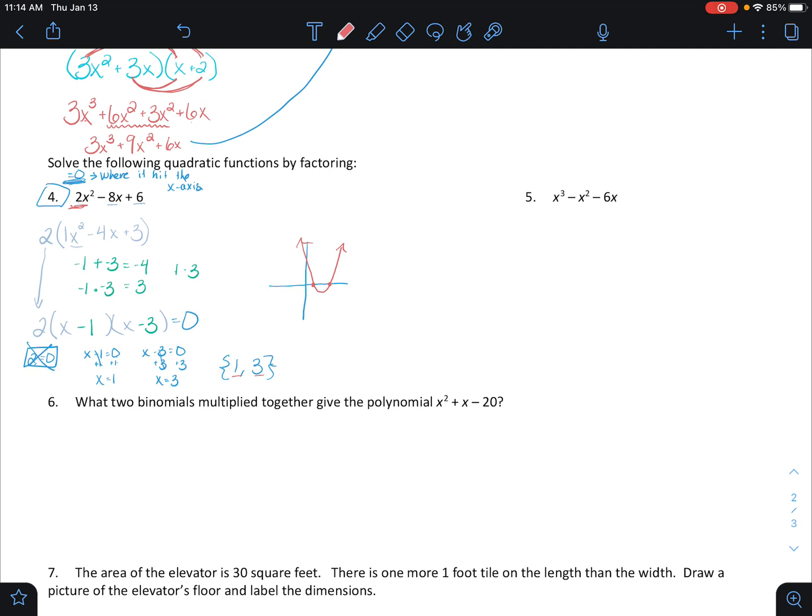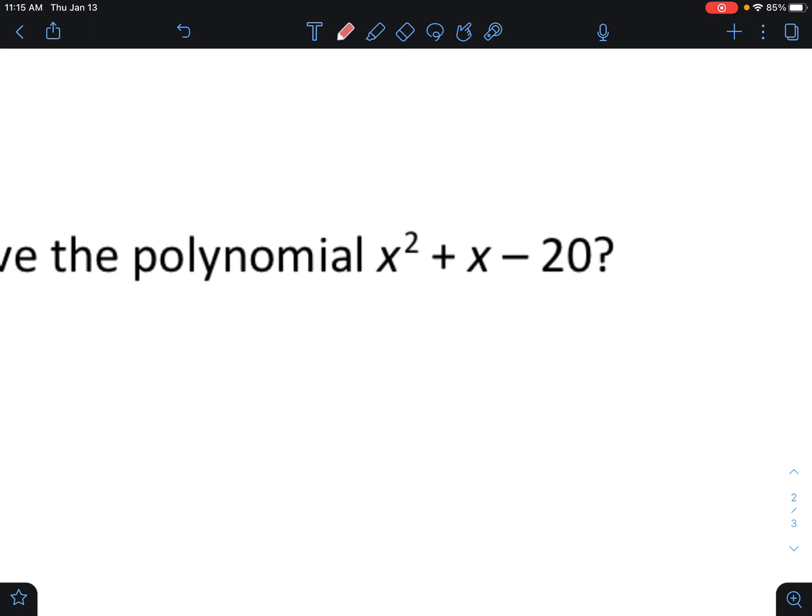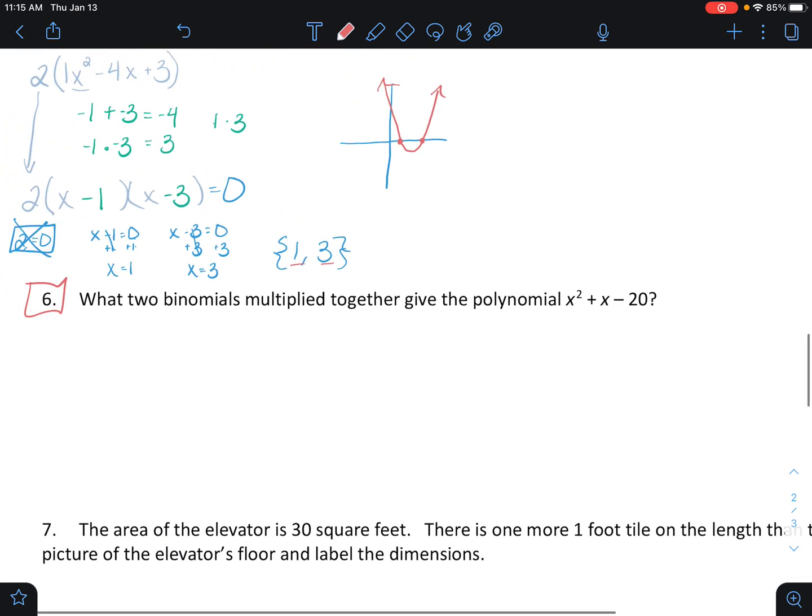Let's move on to number 6. We'll do more of these solving ones in the next few days, but we're going to move on to number 6. It says, what two binomials multiplied together give the polynomial x squared plus x minus 20? This is really just a fancy way of asking you to factor it and set it up into your two binomials. That's really what we're asking here.